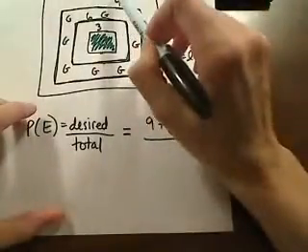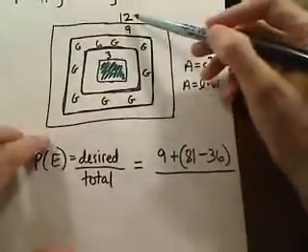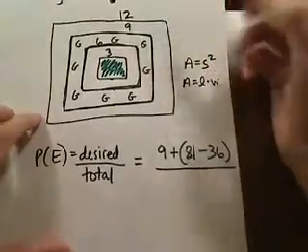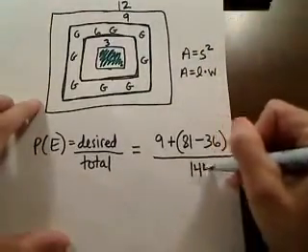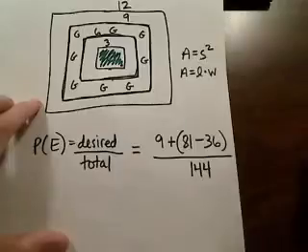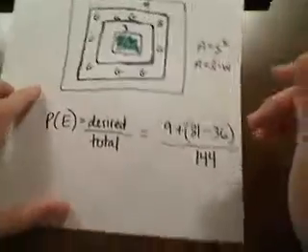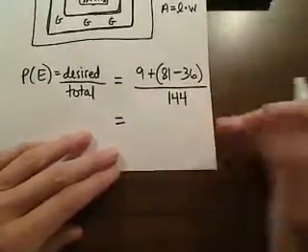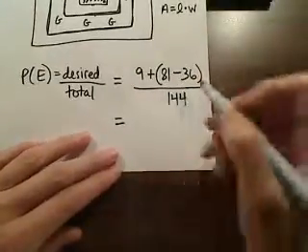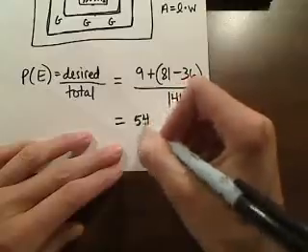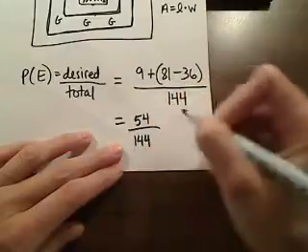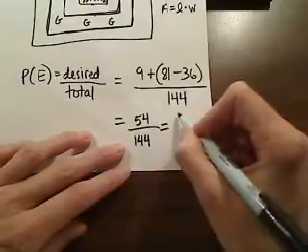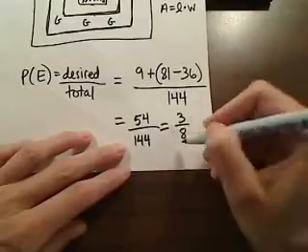And the total in this picture, we have this exterior square here that's 12 units on each side. And so 12 times 12 would make this 144 for the total area. Okay. All right, so we just want to simplify that then. And if I just do the math in the numerator here, I'm going to get 54 over 144. And if we reduce that, it's going to reduce down into 3 over 8.